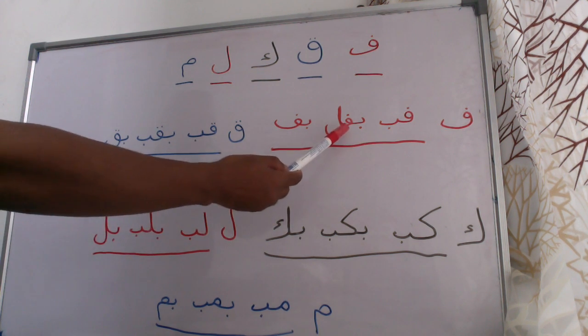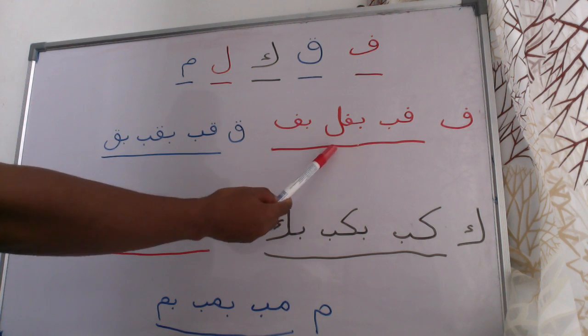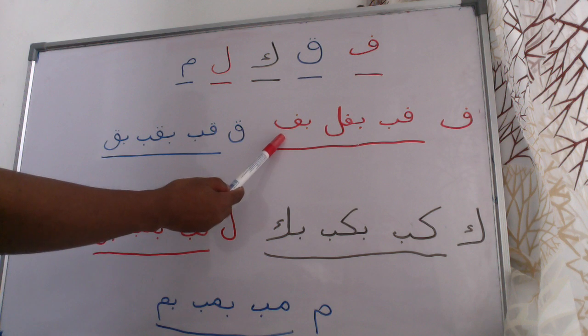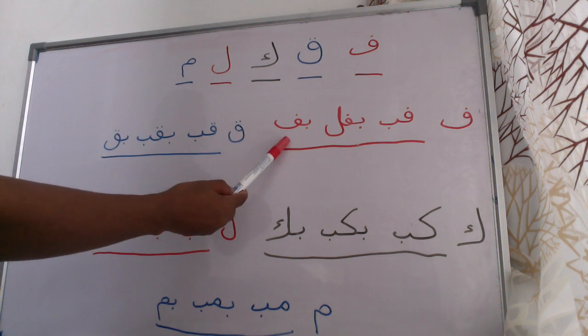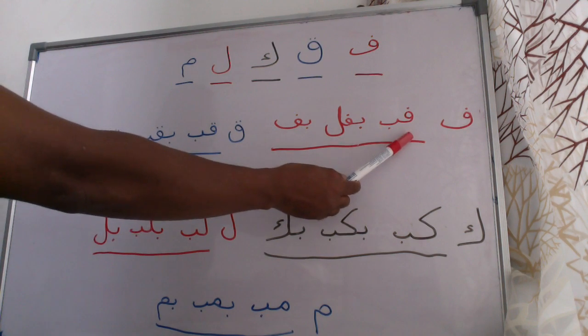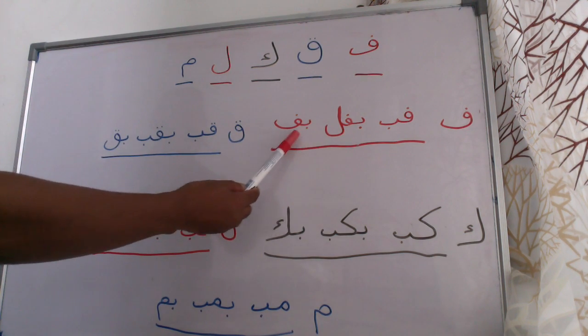Okay, this is a fa in the middle between the ba and the lam. And this is a fa at the end, so the tail comes back. Okay, fa in the beginning, in the middle, and in the end.